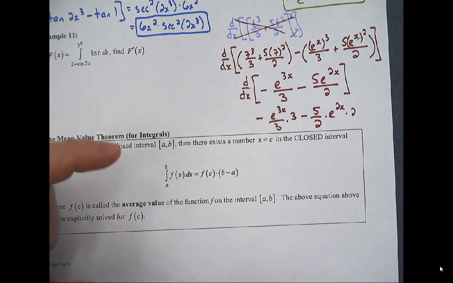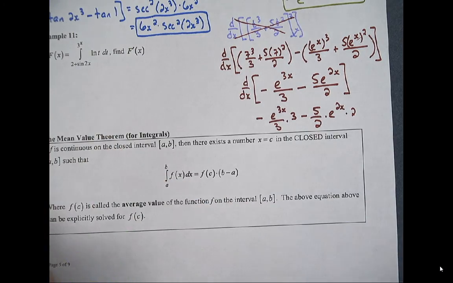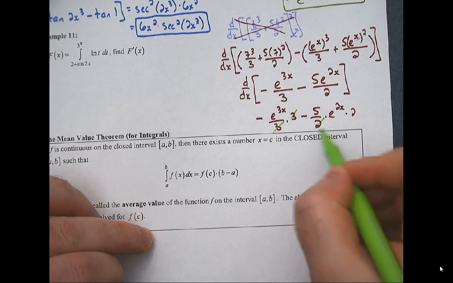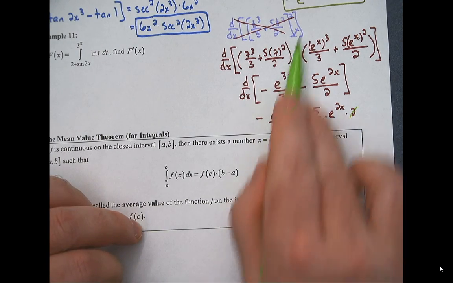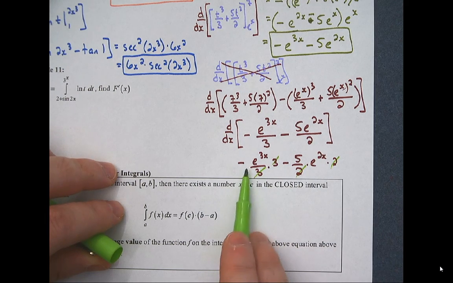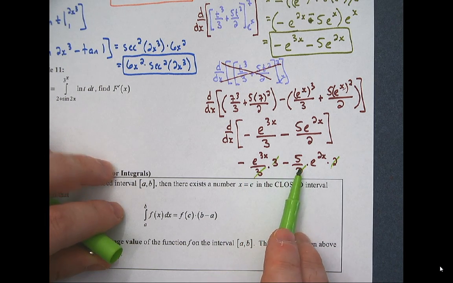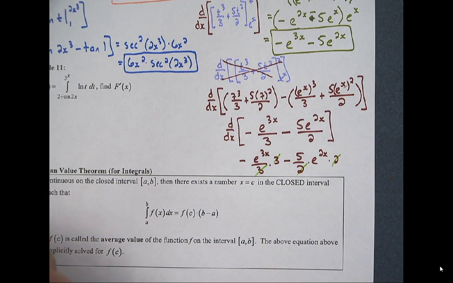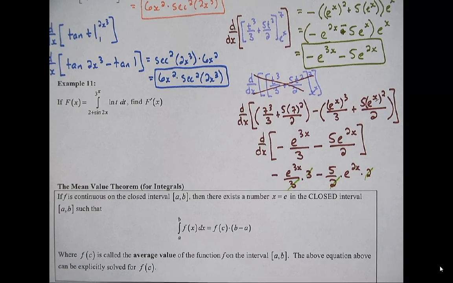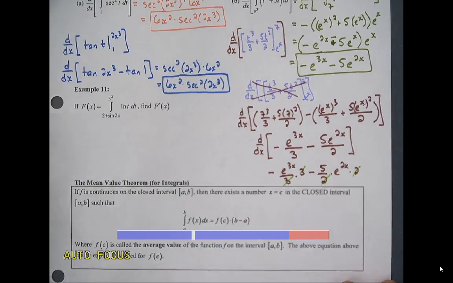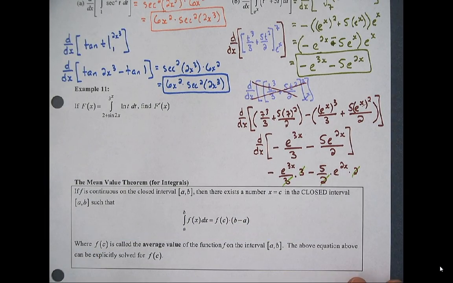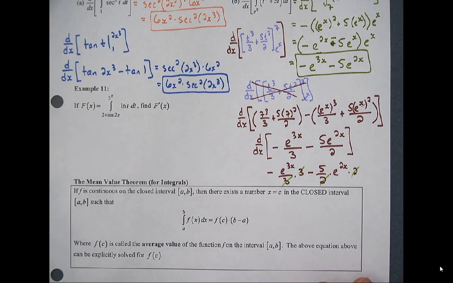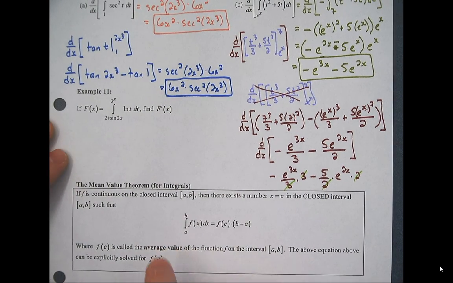So my 3's are going to cancel. My 2's are going to cancel. I'm going to have negative e to the 3x minus 5e to the 2x. Same thing. All right, so now we never have to do it both ways again, I hope. Maybe in the homework you have to, but I don't have to. All right, so let's do example 11, and then we'll call it in this section before we get into the mean value theorem.